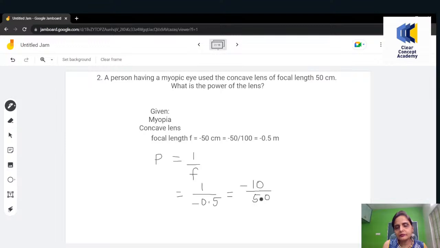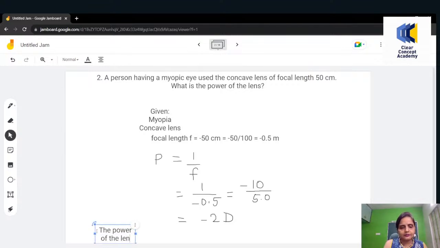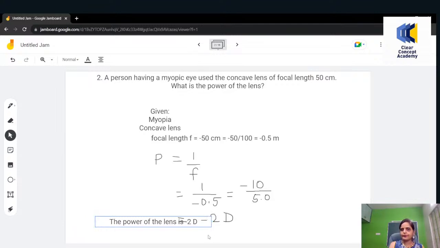So this expression becomes minus 10 upon 5, which is nothing but minus 2. And what is the SI unit of power? The SI unit of power is diopter, capital D. So in this case, the power of the lens is minus 2 diopter. What is the power of the lens? It is minus 2 diopter.